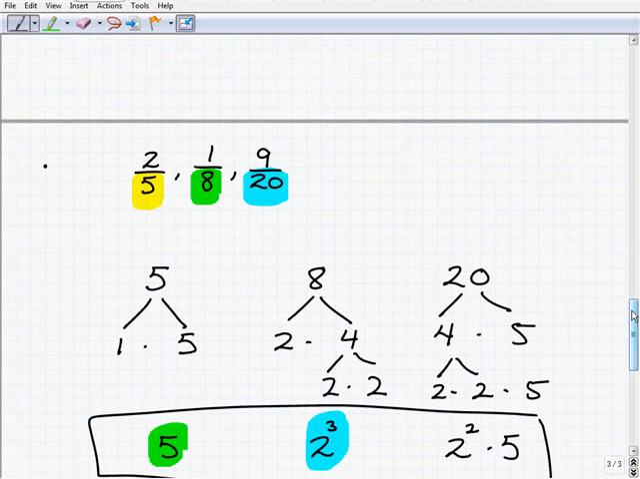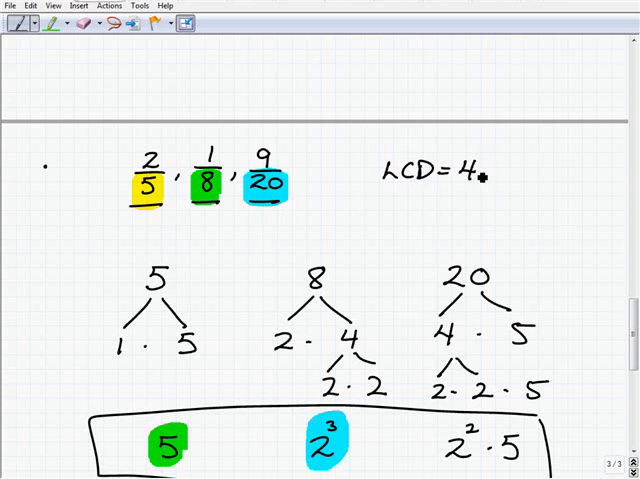Let's go back here. If I ask you for 5, 8, and 20, what's the lowest number that all three of those numbers divide into? In fact, it would be 40. All right, so our LCD is 40.